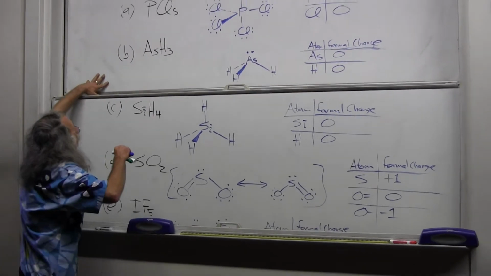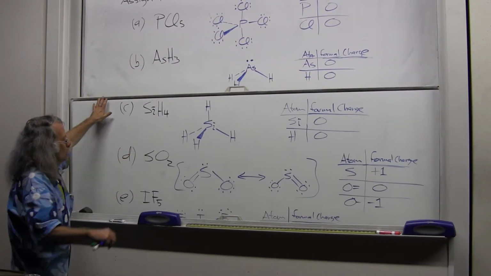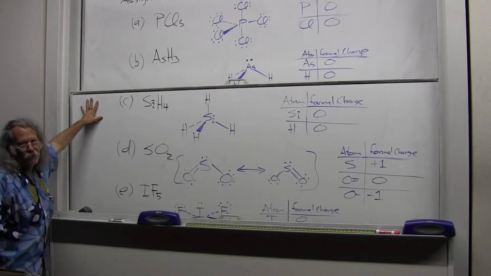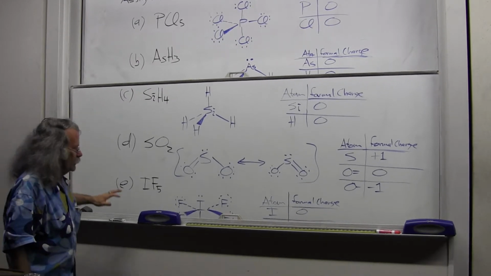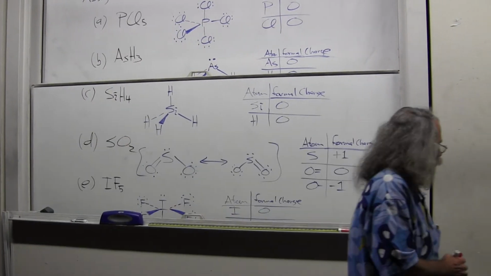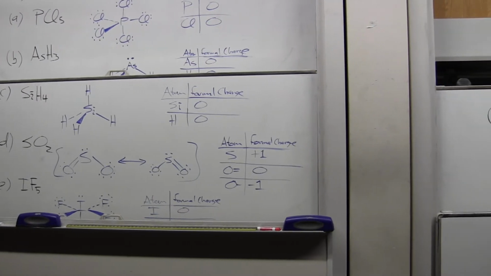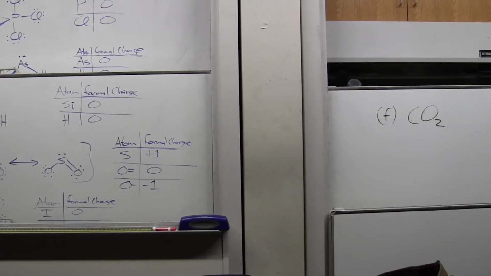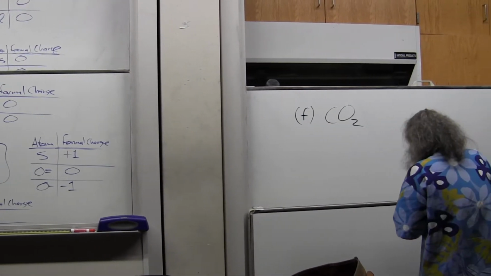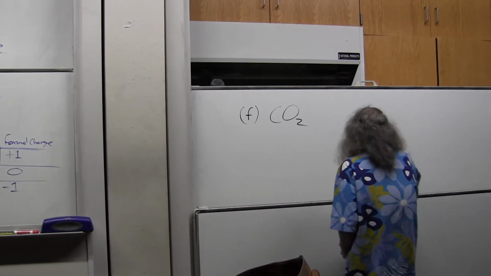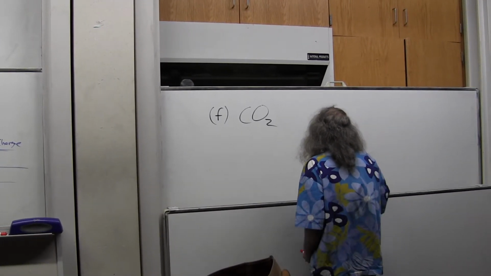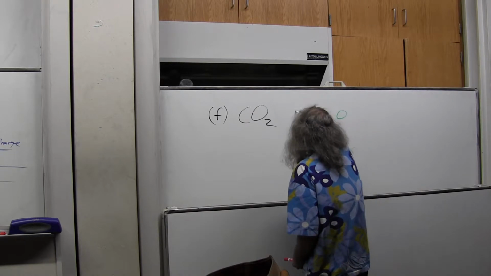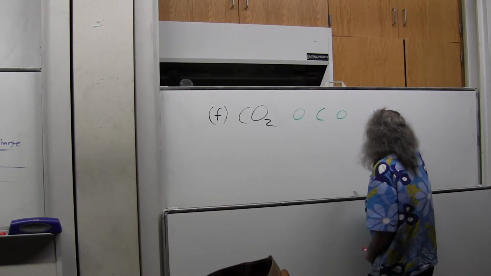It's on the board in such a fashion that, okay, it doesn't all fit. But now I'm going to go over and do CO2. And CO2 is the last one we have to do. And I'll start with the same procedure. Start with the carbon, draw the oxygens around it, add up the valence electrons.